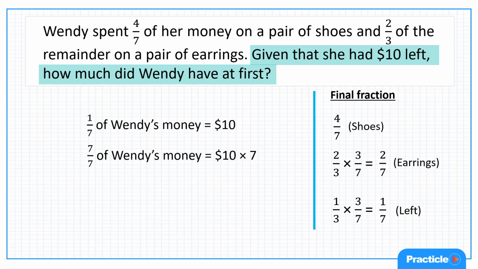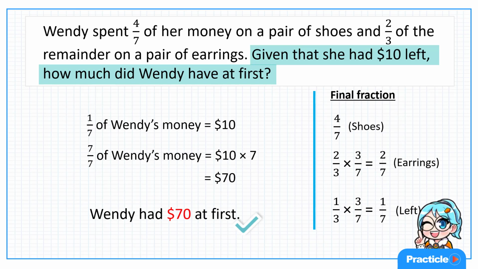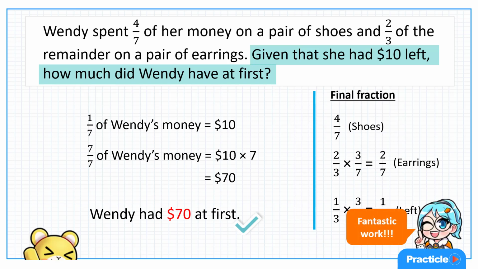What do we get when we multiply 10 by 7? Do you get 70? If you did, great job. And we have found our answer. Wendy had $70 at first. Great job, everyone. Alright, now that you have learned how to solve a remainder concept problem sum with the branching method, I'm curious to know what you think about this.